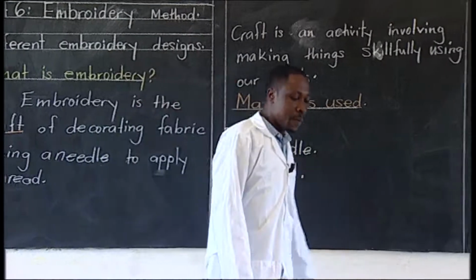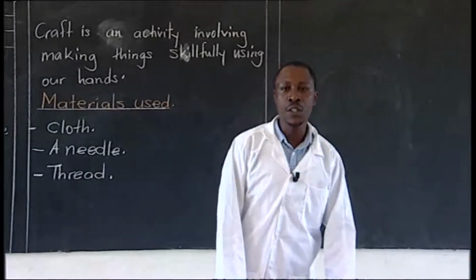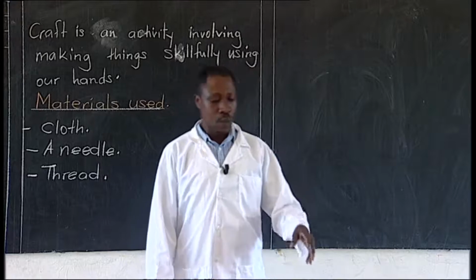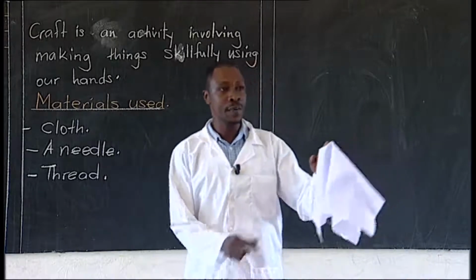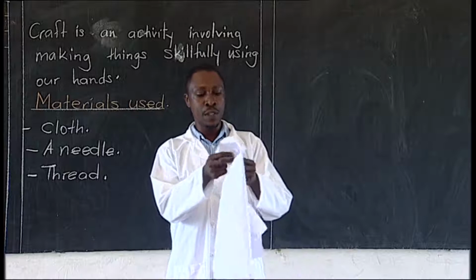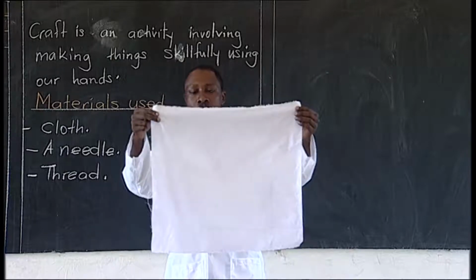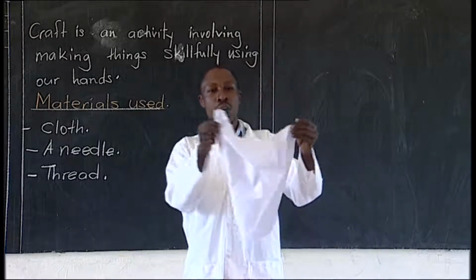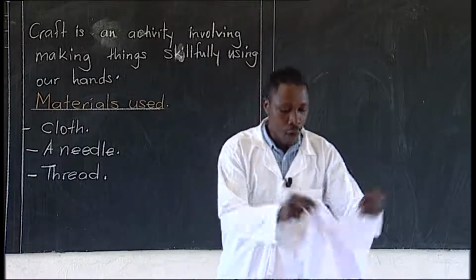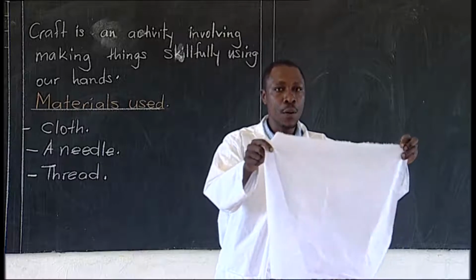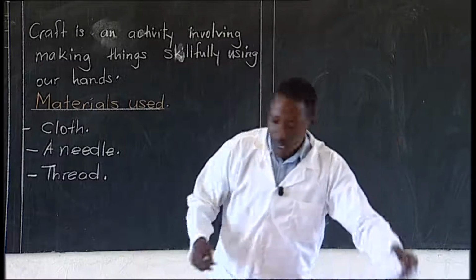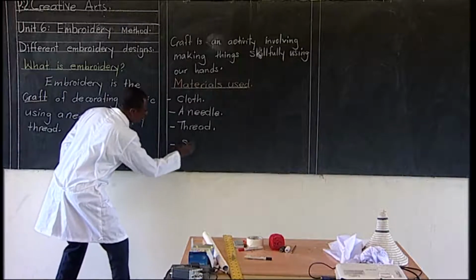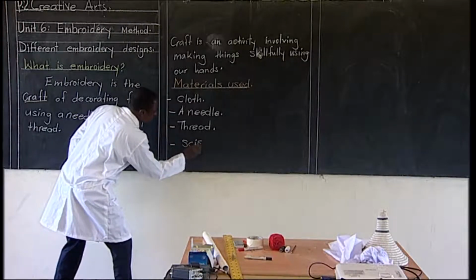Who can tell me the last material that we are going to use when we are making different designs on this piece of cloth? Who can tell me what we are going to use to cut our threads or a piece of cloth? Good. A scissor. Excellent. We have a scissor.